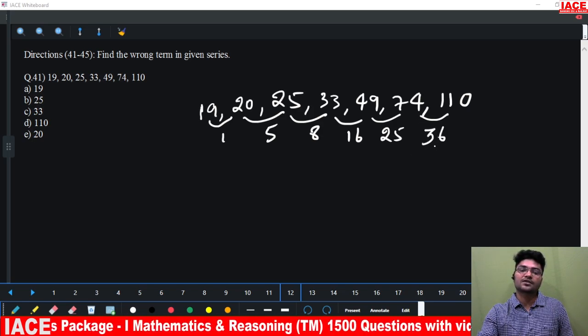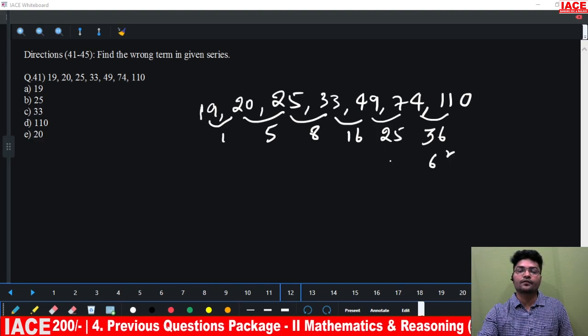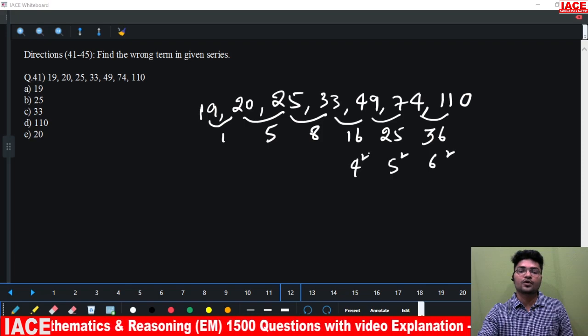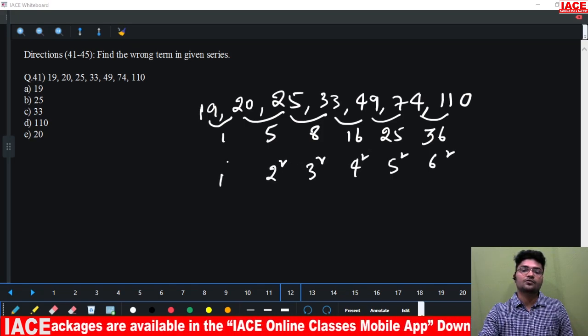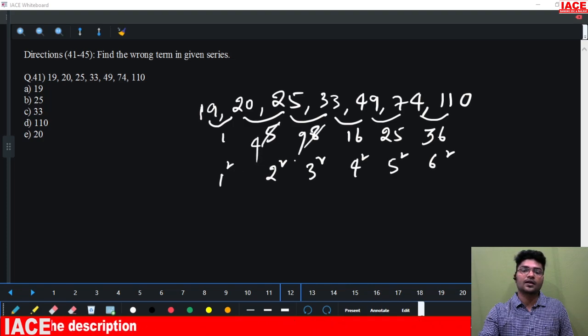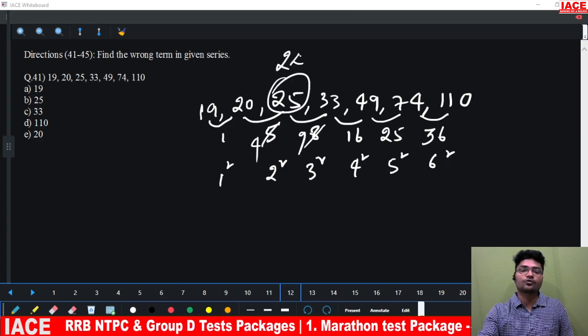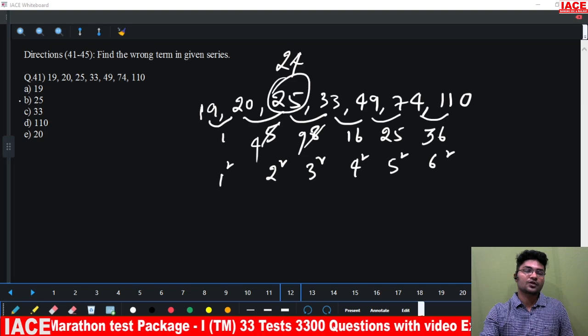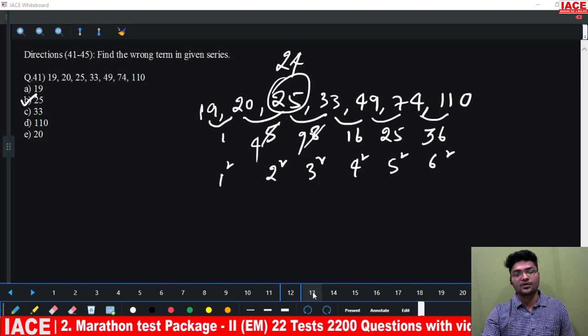36. If I observe these numbers 36, 25, 16, these are squares. This is 6 square, 5 square, 4 square. So this has to be 3 square, 2 square, and this is 1 square. That means this number should be 4 and this number should be 9. So 20 plus 4. So this is a wrong number. This should actually be 24. So the correct option will be option B.